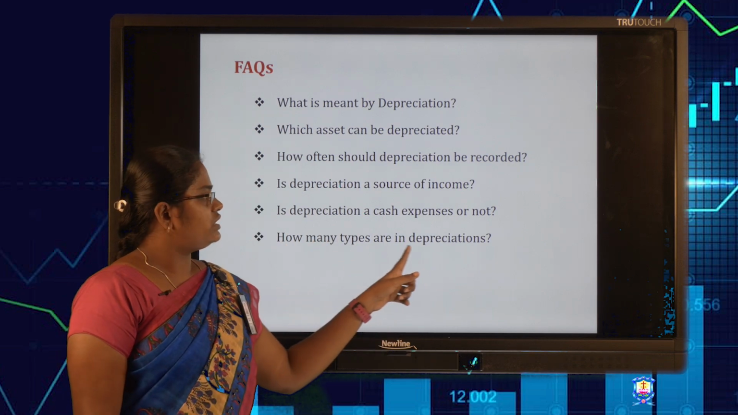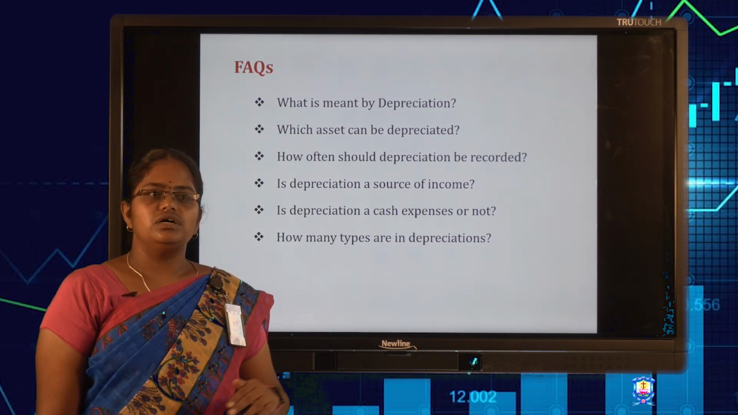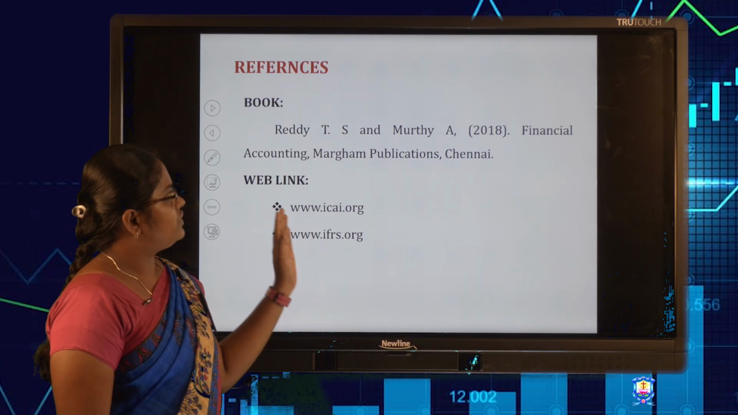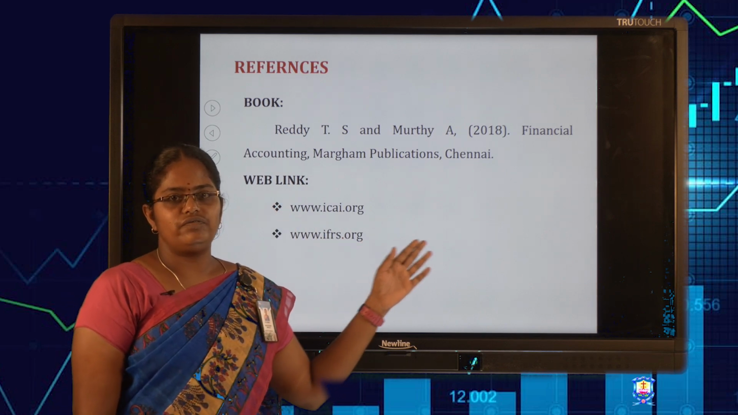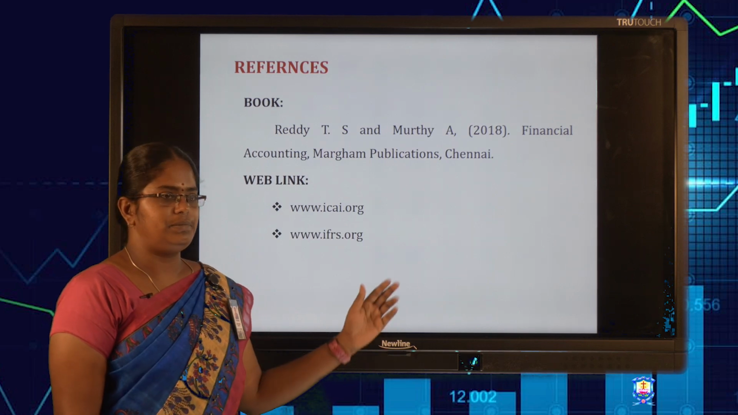How many types are there? There are basically 5 methods. Further, some more methods are also available. The reference book is written by Reddy and Murthy, Financial Accounting, in the year 2018, published by Margham Publications.